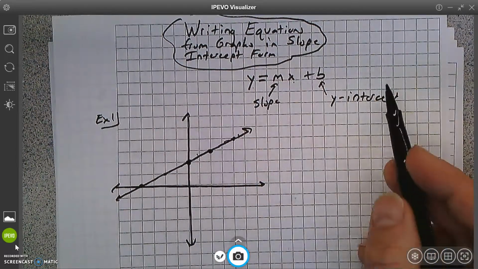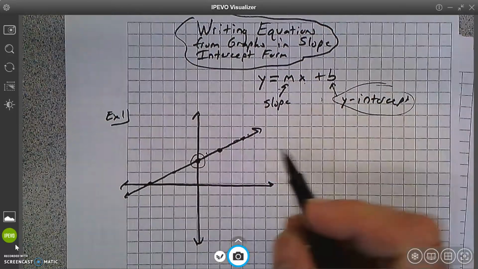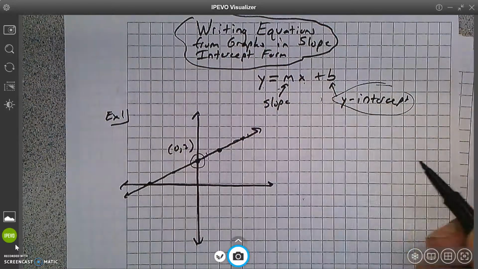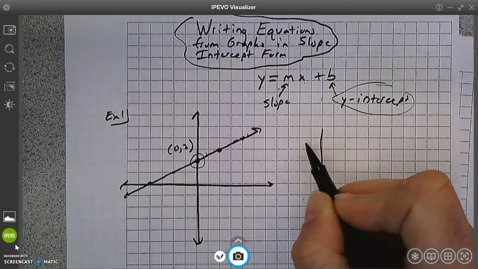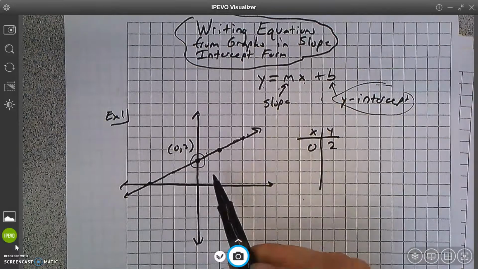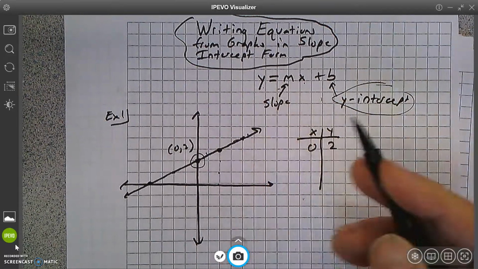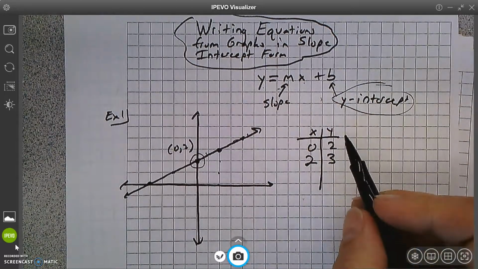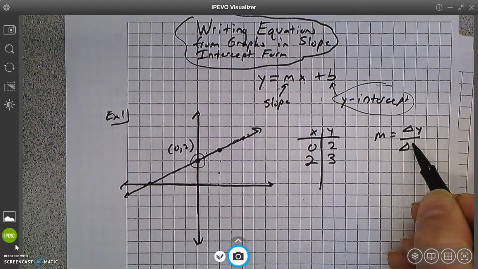So the first thing, let's just get the y-intercept. The y-intercept is right here, really easy to find. So copy this graph in your notes. So 0, 2, right there, that's your y-intercept. So I can identify that in my chart. So 0, 2, and then I just pick any one point. I like to pick the next point. So that'd be 1, 2, 3. So 1 and 3.